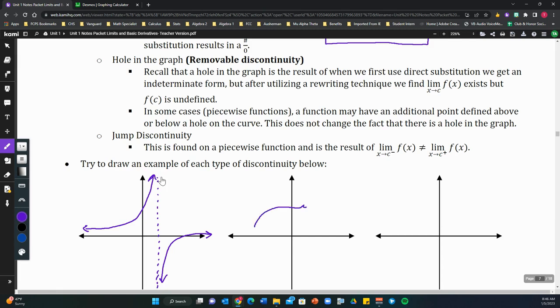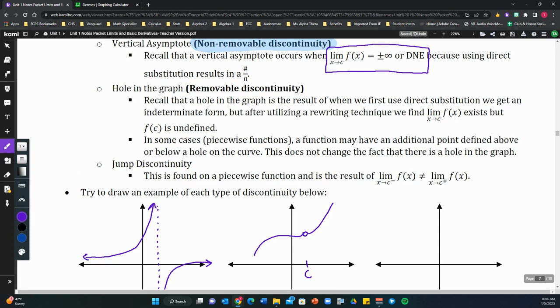But a hole is simply a single point, a single value of x that we removed, but the limit of f of x still exists as we approach that value of x. So that's the big difference. For vertical asymptotes, the limit doesn't exist because we're going to the infinities, but for a hole in the graph, a removable discontinuity, the limit does exist. It's just that f of c is not defined at that point.